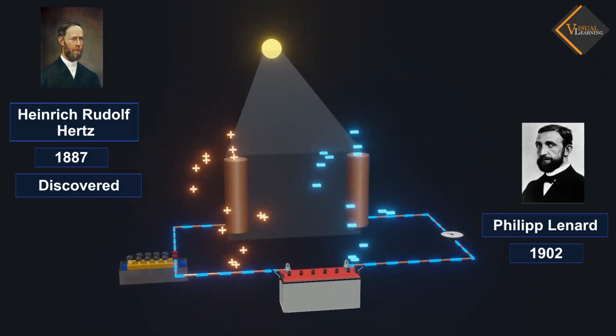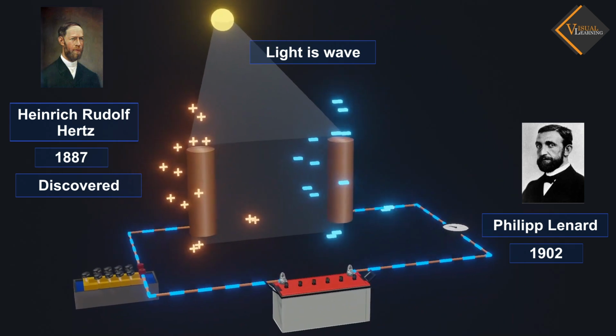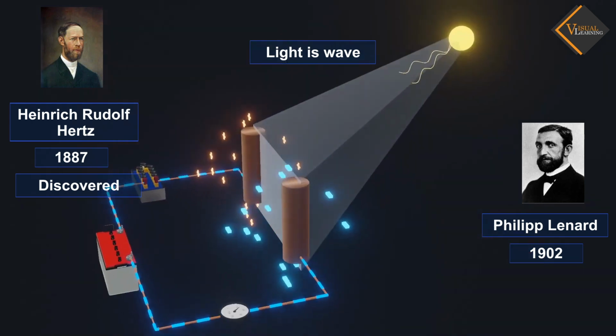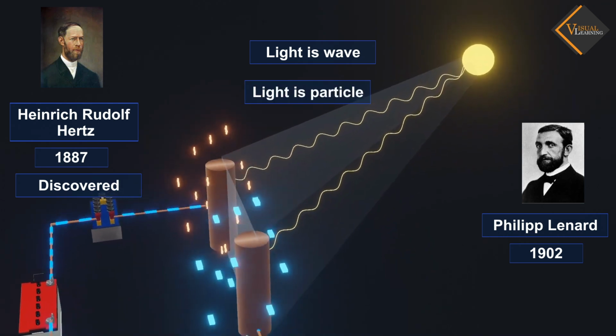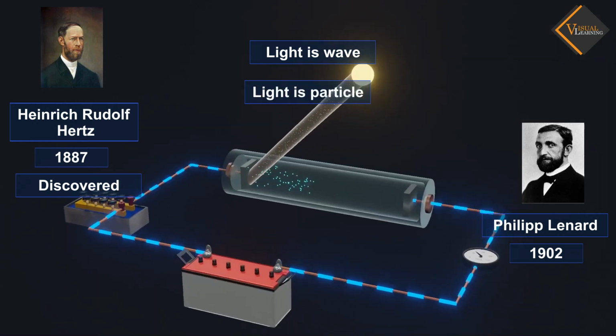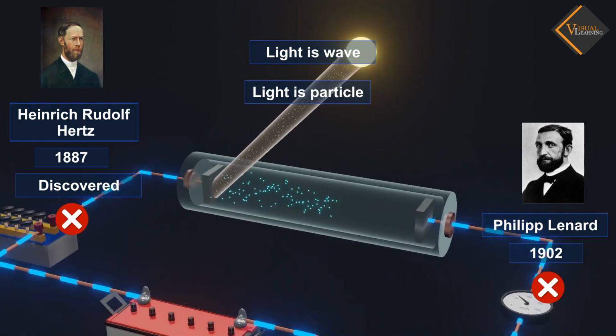Before this discovery, light was considered to be a wave, but after the discovery of the photoelectric effect, it was found that light also has particle nature. Due to this, classical physics could not explain this phenomenon.